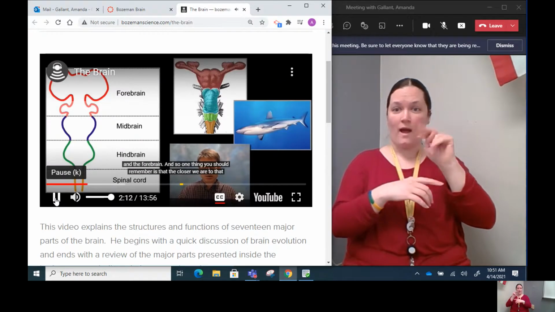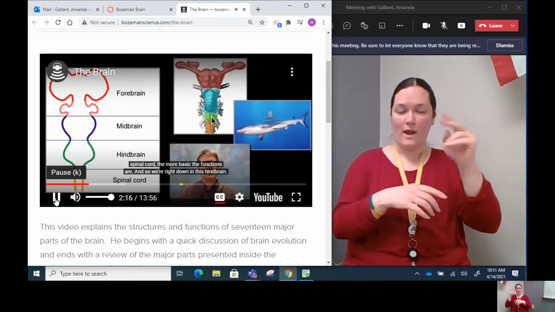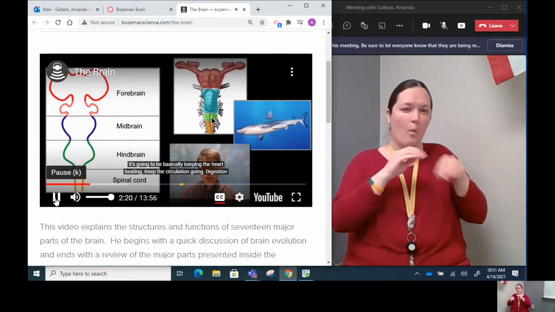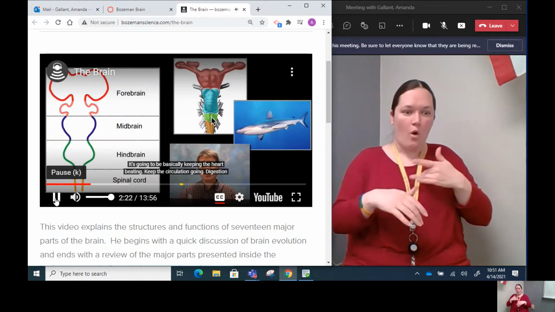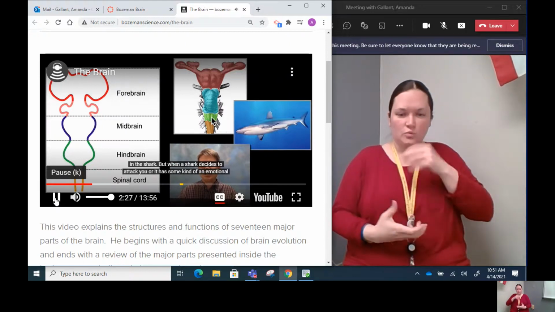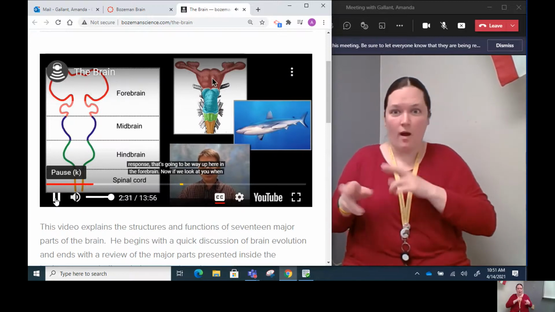And so one thing you should remember is that the closer we are to that spinal cord, the more basic the functions are. And so right down in this hindbrain, it's going to be basically keeping the heart beating, keeping the circulation going, digestion in the shark. But when a shark decides to attack you, or it has some kind of an emotional response, that's going to be way up here in the forebrain.